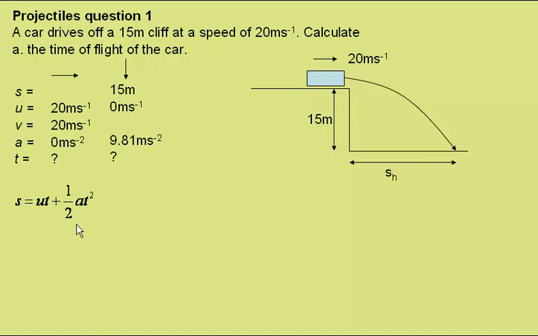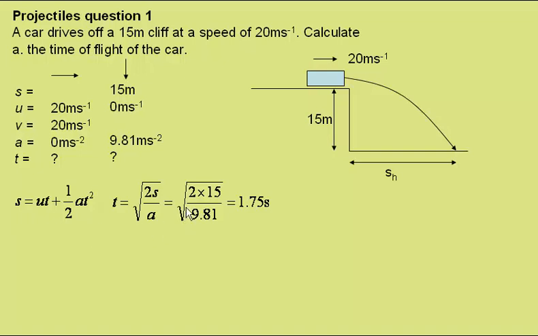I'm going to use this equation in the vertical direction because here my initial velocity is 0 meters per second, meaning this term disappears, and I'm left with s equals a half at squared. S I know as 15 meters, a I know as 9.81 meters per second squared, and t I want to find. I can rearrange the equation as t is equal to root 2s over a. All I've done is move the a across and down, move the 2 across and up, and square rooted.